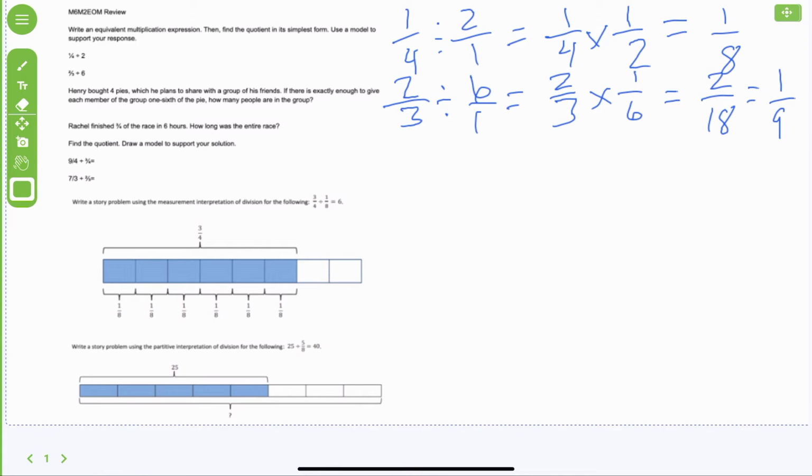Now, Henry bought 4 pies. Oh, let's do a model for these. Yep. We need to do a model first. So, if we divide 1/4, okay, by 2, how much is each one now? Correct. Each one is 1/8. We have 1/8. Now let's do 2/3 divided by 6.